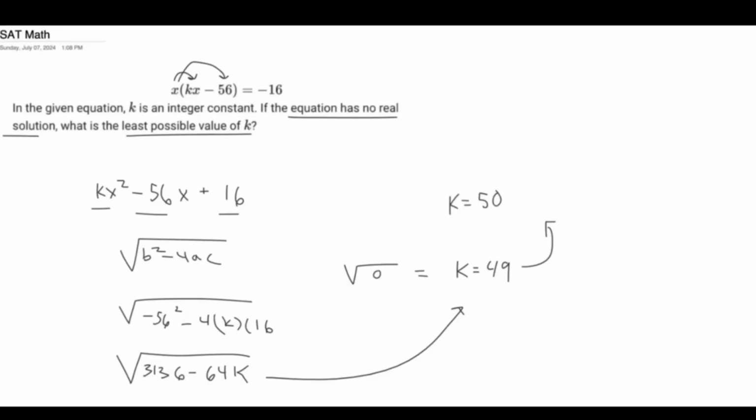You can check this. 64 times 50, subtract that away from 3,136, and you'll indeed get a negative number. And therefore, our answer for the least possible value of k for the no solutions of this equation would be 50.